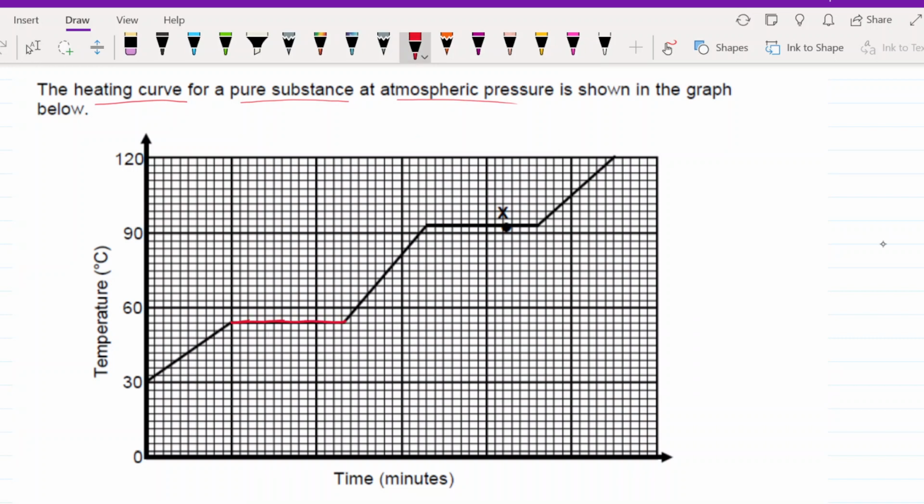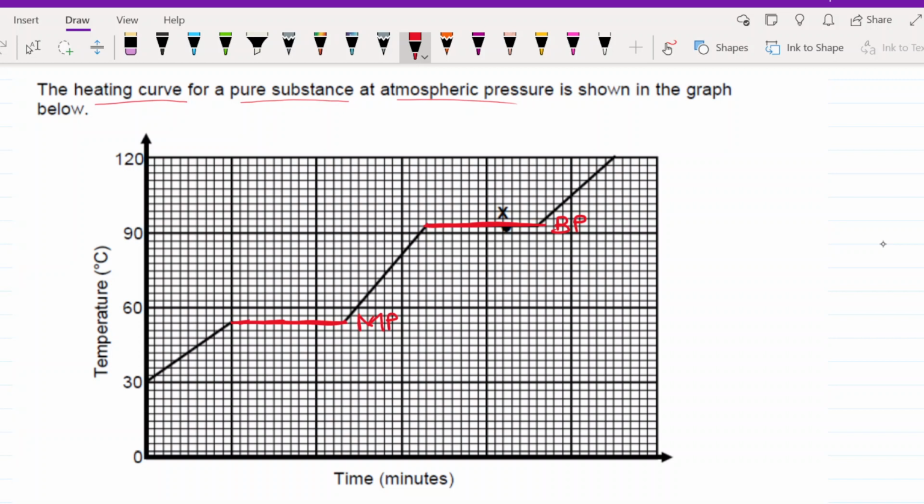This first horizontal line, I'm going to use the color red, if you can see, we know it is the melting point. Now the second horizontal line, we know this one is the boiling point. So I'm going to say that one, boiling point. Always you must look for the horizontal lines. The first one will be the melting point. The second one will be the boiling point.